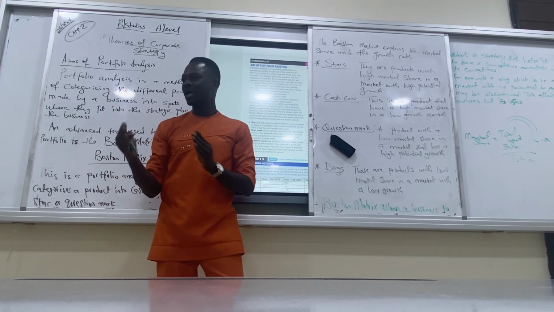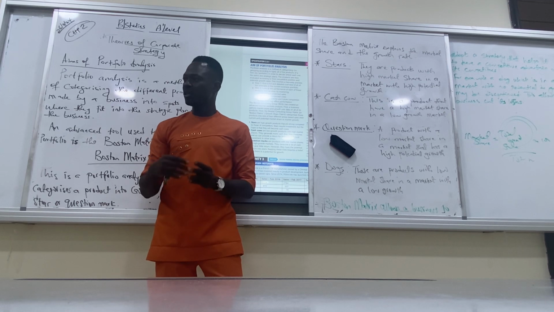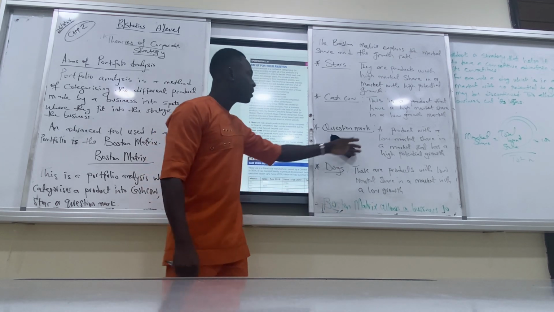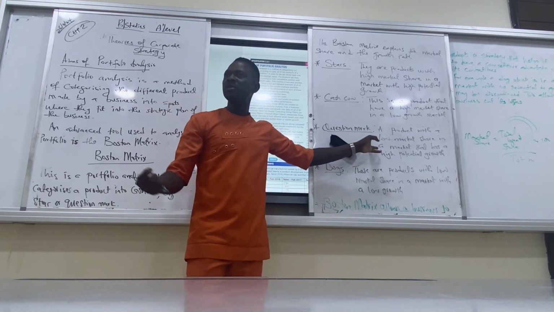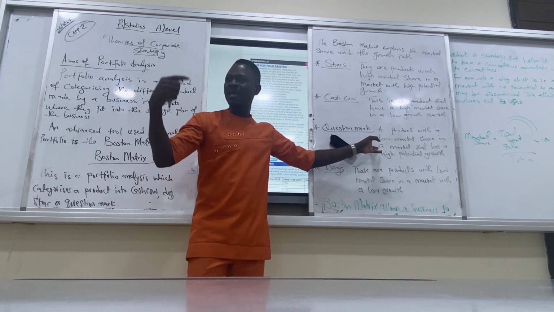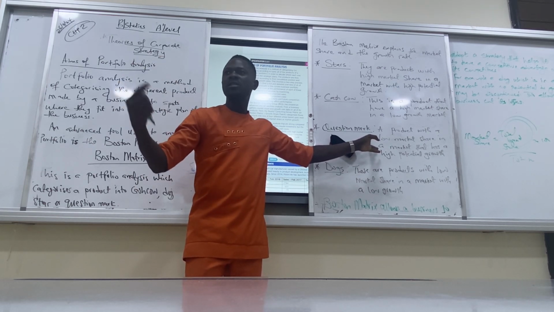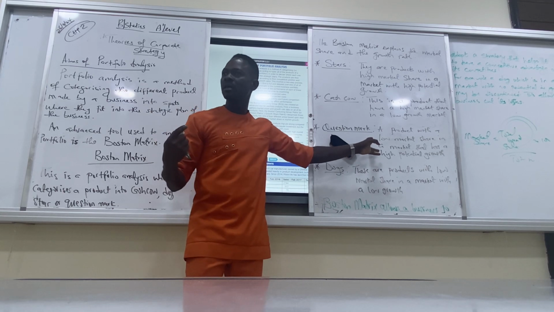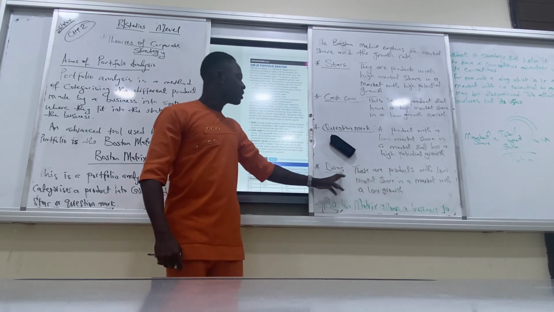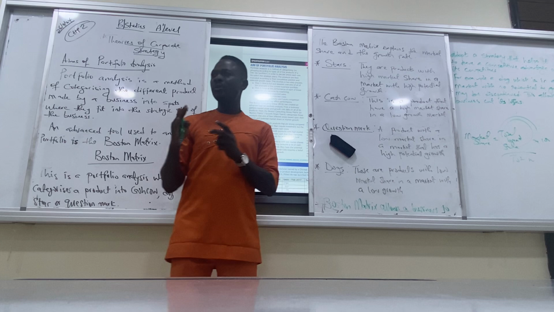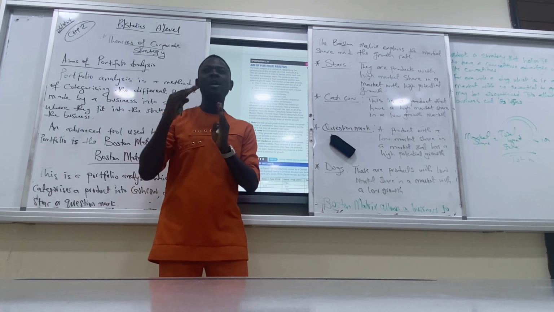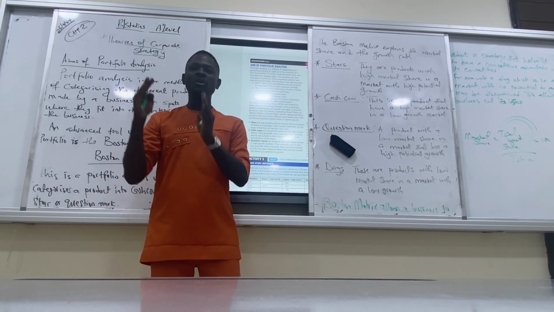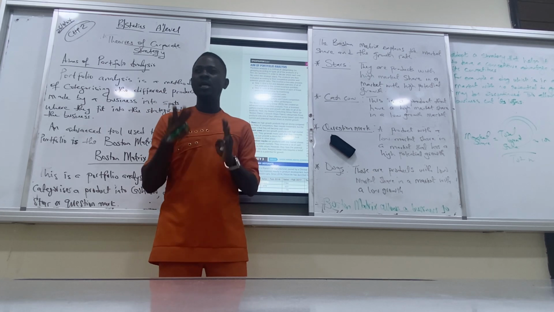Do you understand? That's why we cannot use it here. Then we have, I already explained, the question mark, which means a product in a market that has the potential to grow, but it's not doing well, it has a low market share. So that's a question mark. And the last one is the dogs. Dogs are products that are in a market that does not have the potential to grow, and they're also having a low market share.